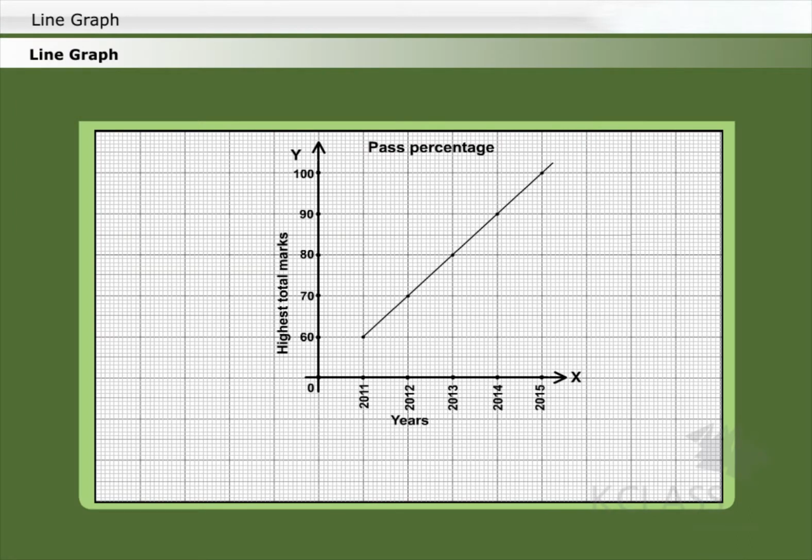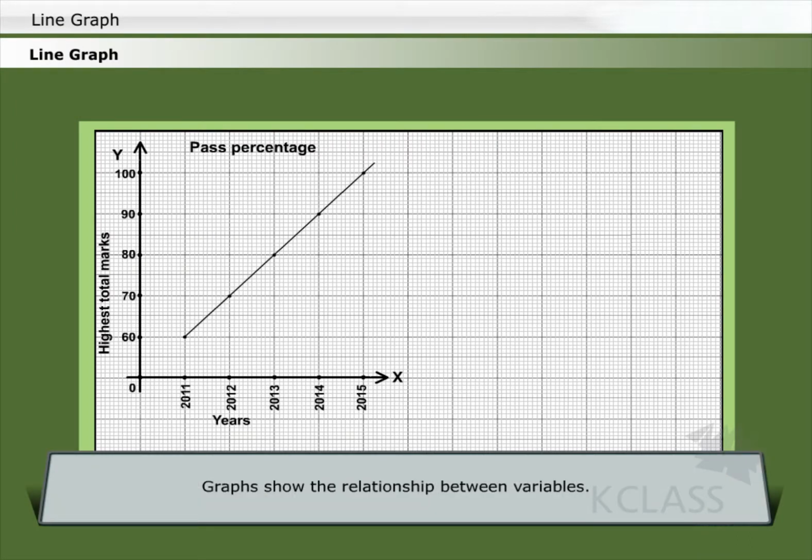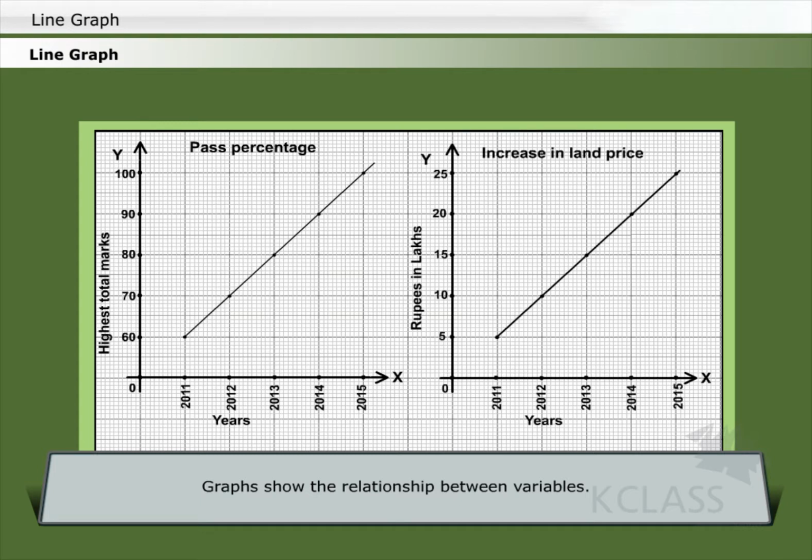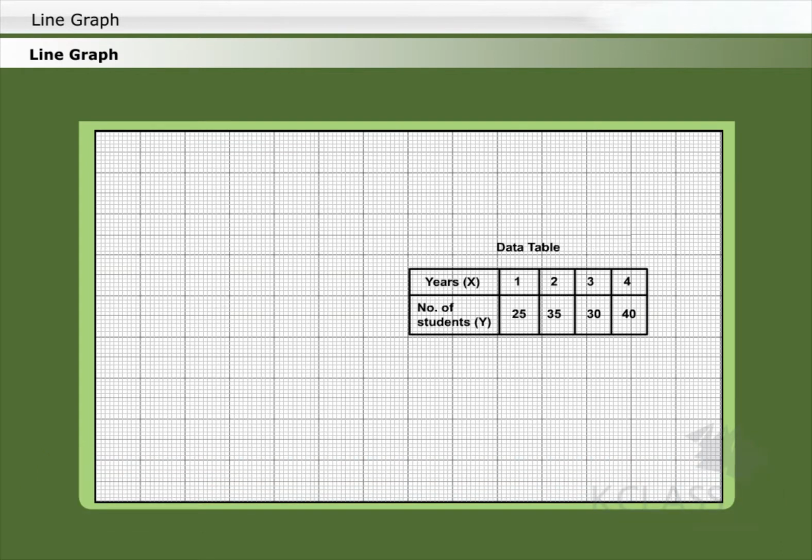Generally, a graph is plotted when there is a need to understand the relationship between two given variables. For example, increase in land price or increase in pass percentage are some examples of such situations. Let's assume that we need to understand the trend amongst students choosing mathematics as their special subject. The information given by the school is as shown here.